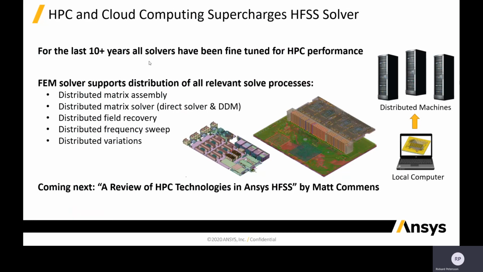And in the next talk, a review of HPC technologies in Ansys HFSS, Matt Commons is going to go over a lot of this HPC technology we have available now in Ansys HFSS.